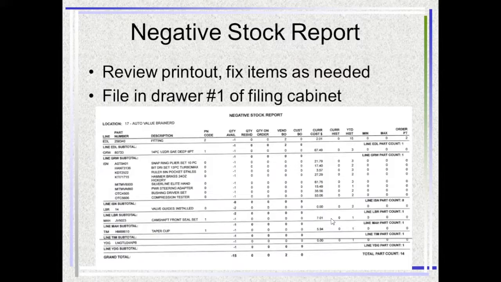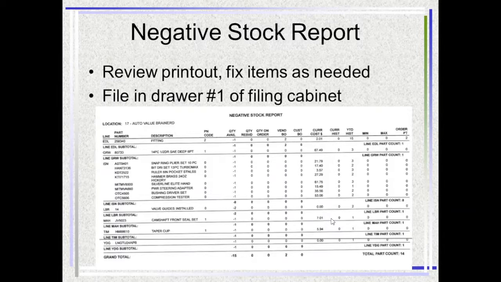To better understand the report from left to right, you'll see the line code and part number followed by the description field. To review the report, we'll be focusing on the columns. Quantity available references how many parts are negative. The quantity reserved is for a product on a reserve ticket that has not been received into your computer.